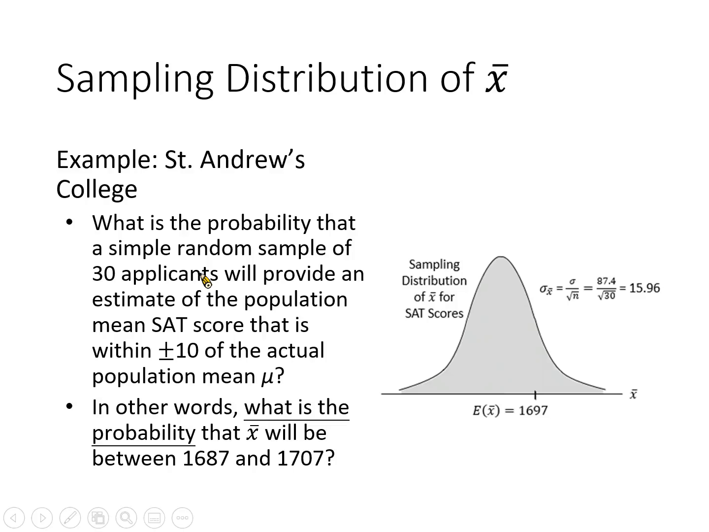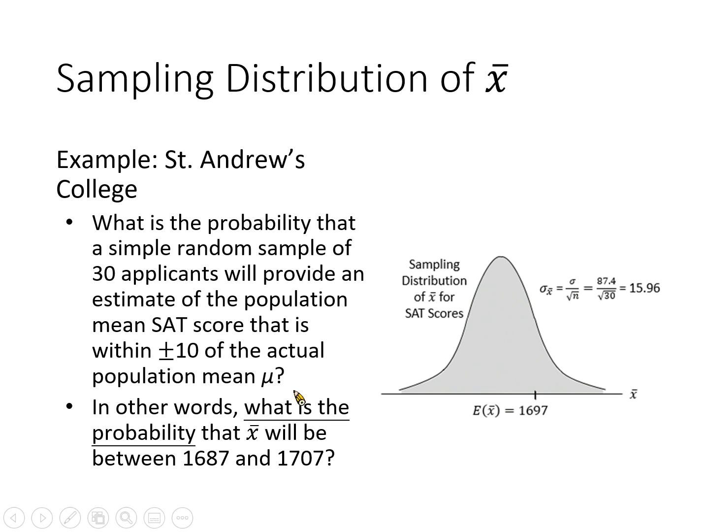Hello everyone. Now in this section, we would like to use a simple question as a sample to let you learn how to calculate the sampling distribution of the x-bar. In our question, it is: what is the probability that a simple random sample of 30 applicants will provide an estimate of the population mean SAT score that is within positive and negative 10 of the actual population mean?